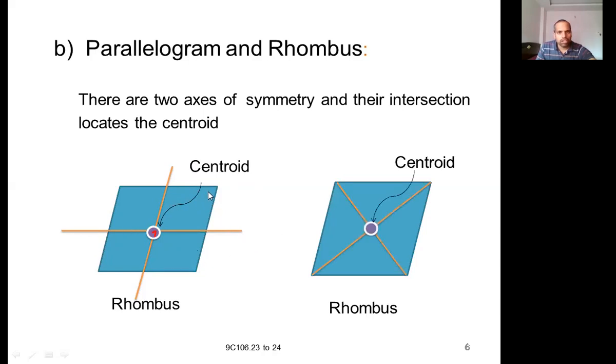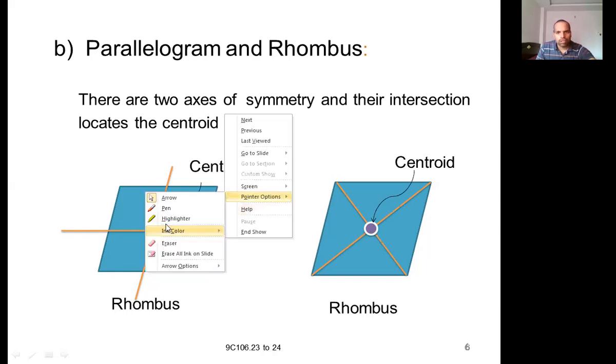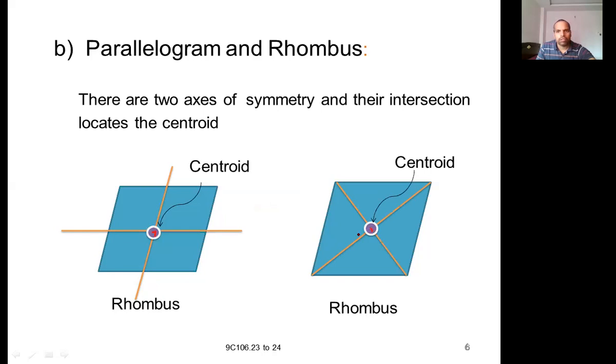Similarly, you can join the two diagonals like this and like this. Like that also you can locate the centroid of the rhombus.